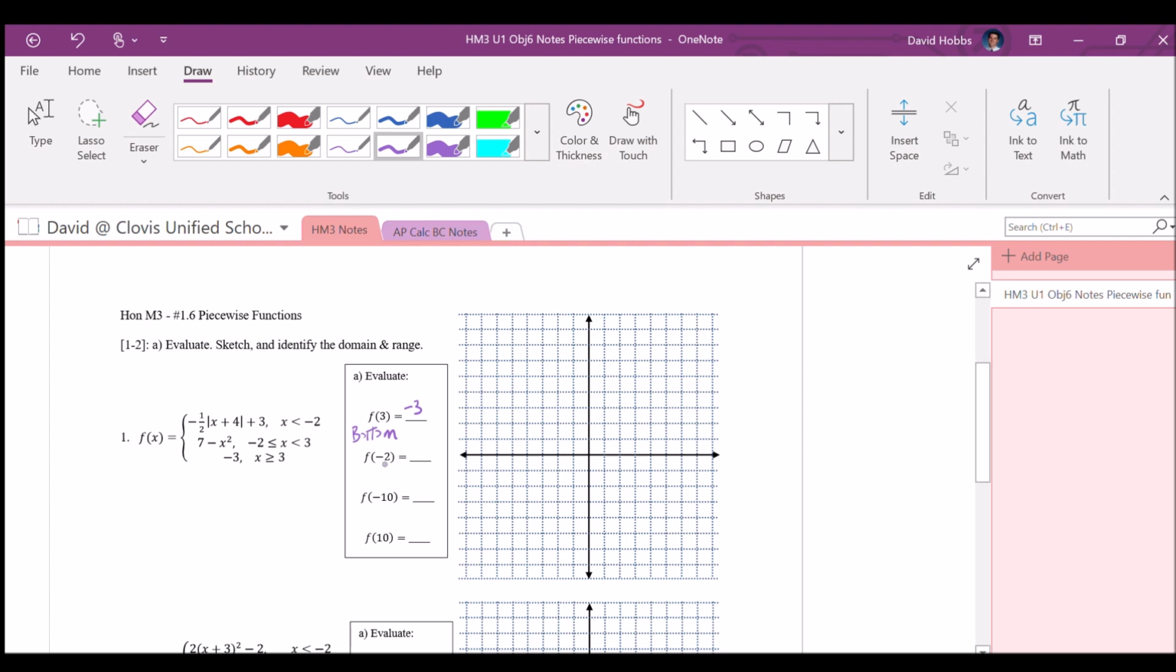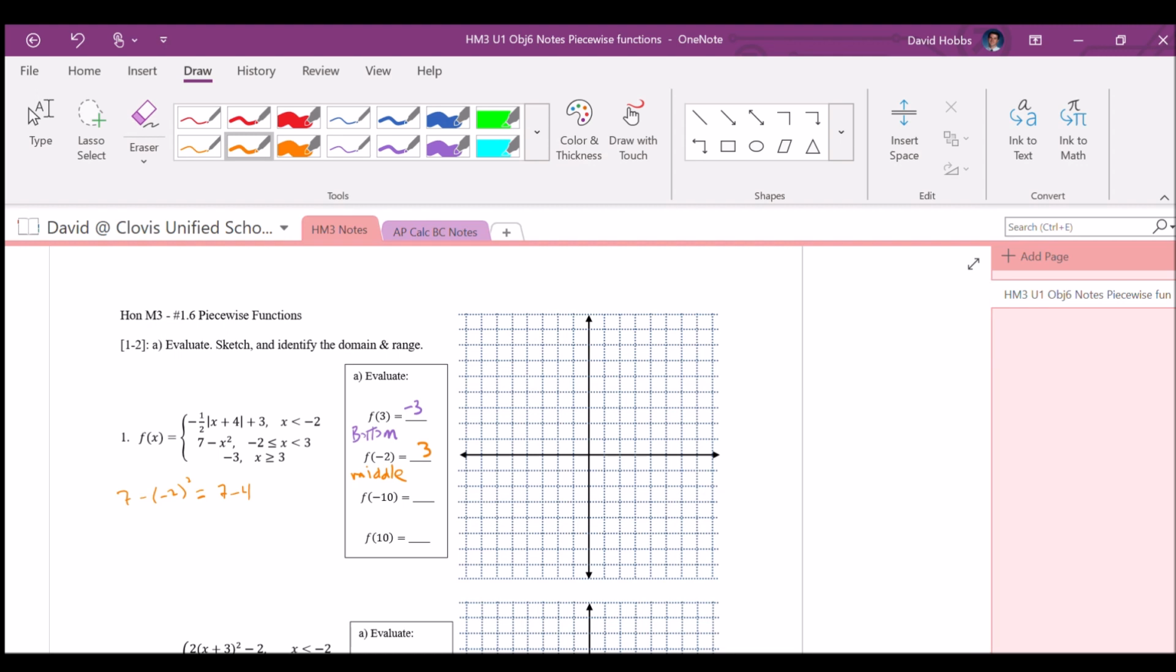Okay, now if I do f of negative 2, going to go through the same process here. Is it the top rule? Well, it says x less than negative 2, but negative 2 is not less than negative 2. So is it the middle? Yep, look, the equal sign is there with the negative 2. So this is the middle rule, and so f of negative 2 is 7 minus negative 2 squared. Now, negative 2 squared is 4, so this is 7 minus 4, so f of negative 2 is 3.